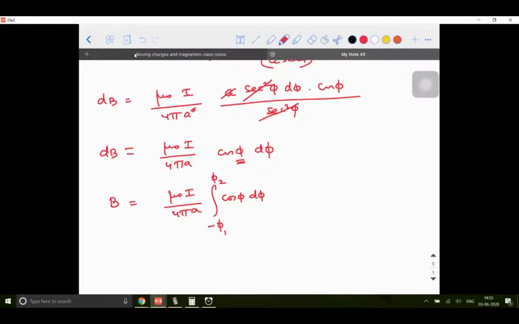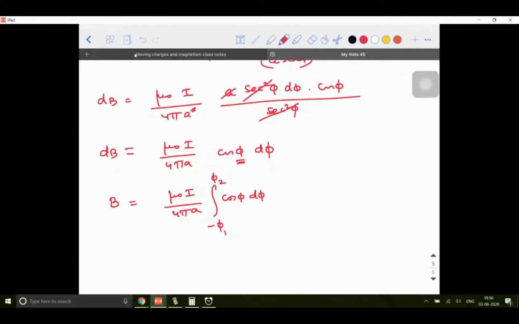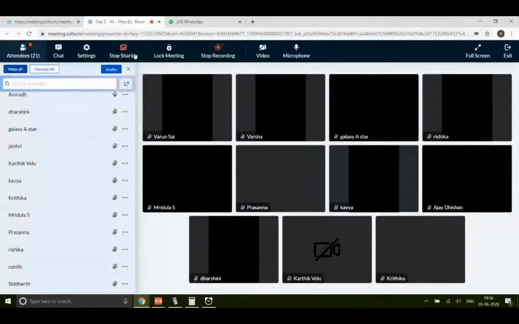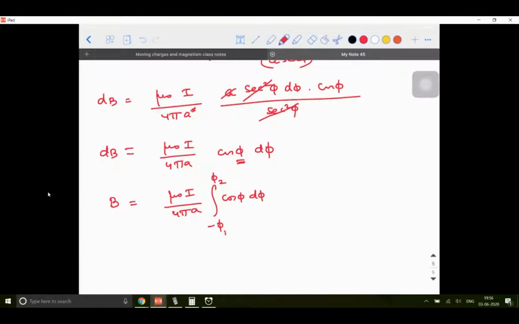Is everyone clear with why I took it as minus phi 1 and phi 2? Sir, which part of the text is this? This you don't have in the textbook, but it is an often asked question. So is there any doubt in the concept that I have explained?